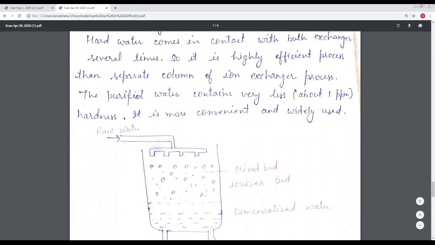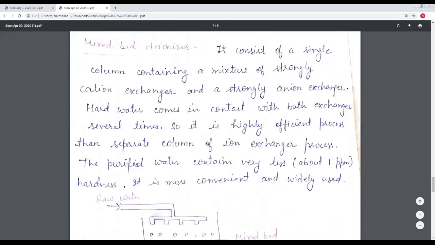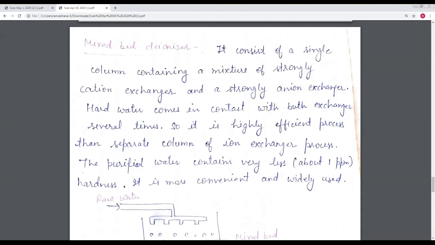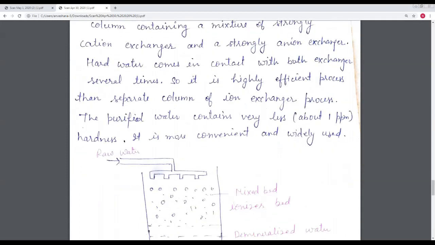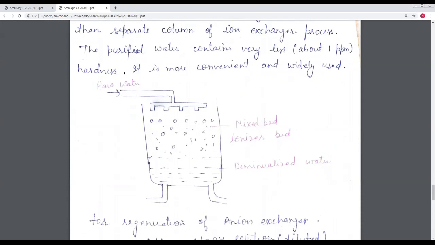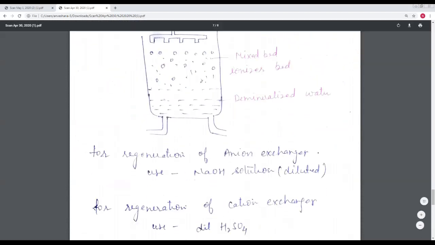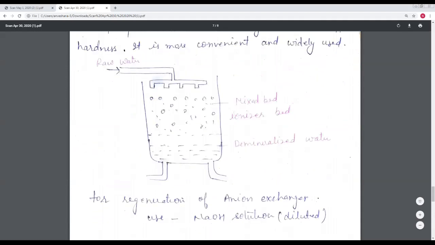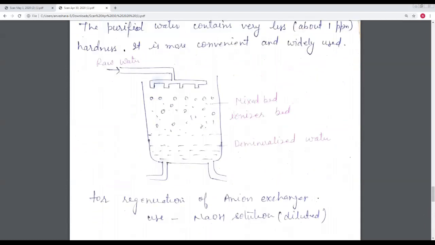So when hard water comes in contact with both exchangers several times, it is a highly efficient process compared to separate columns of the ion exchange process. The purified water contains very little, about 1 ppm hardness. It is more convenient and widely used. It is a very small apparatus, we can set it up anywhere. And the residual hardness is only 1 ppm.